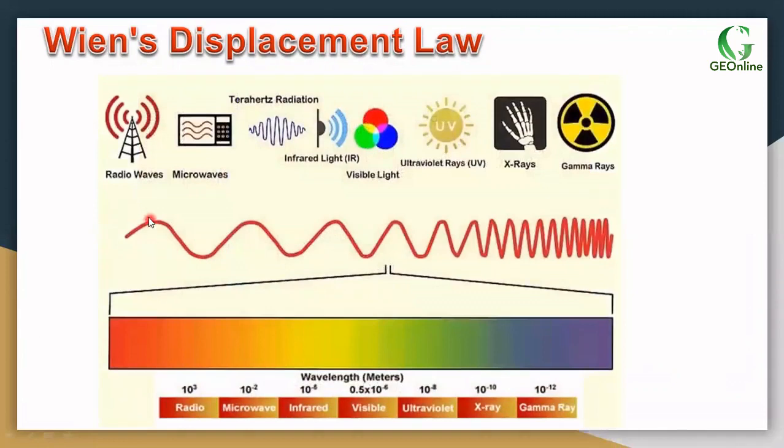This is the electromagnetic spectrum in which Sun's maximum intense radiation comes in the visible region and Earth's maximum radiation comes in the infrared region. That means heat radiation.